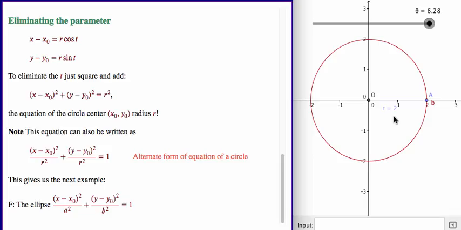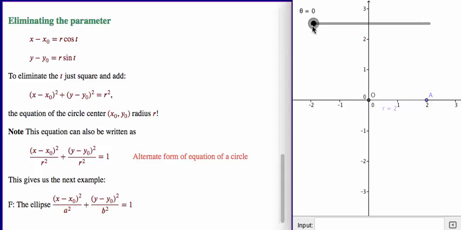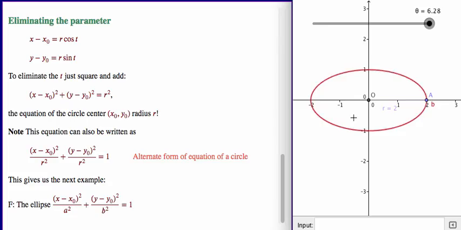So let me see if I can modify this picture so you can see what it would look like. Okay, let's see what happens. Now what's happening? Oh, I'm getting a kind of ellipse. How did I do that? Notice that my x radius, as it were, would be 2. So a would be 2. And y, however, would be 1. So a would be 2 and b would be 1. If that's the case, you get this particular ellipse.